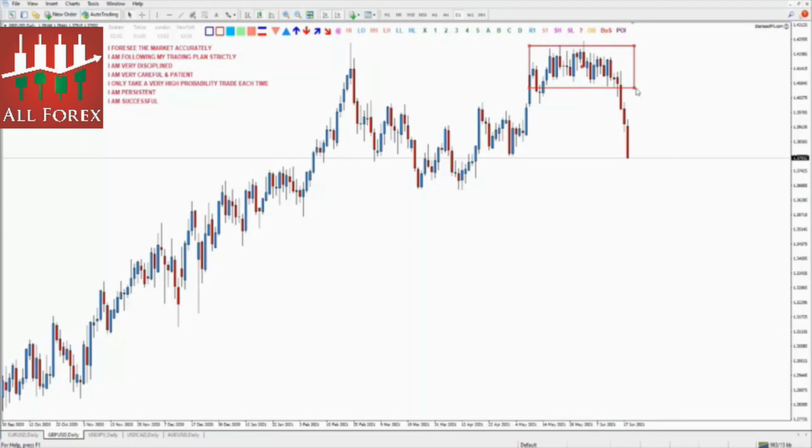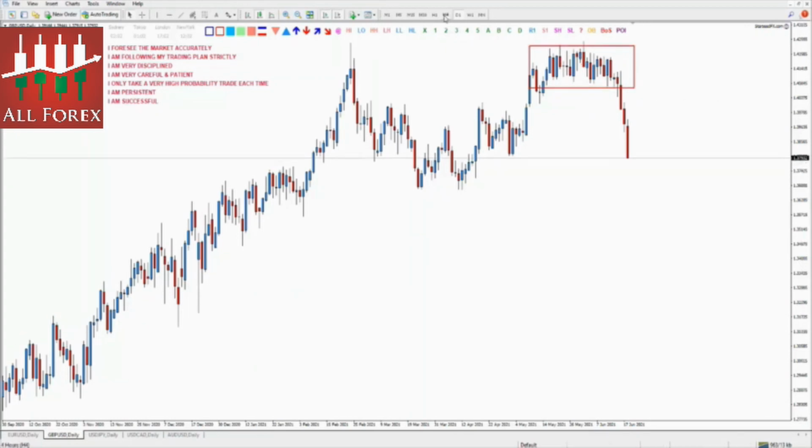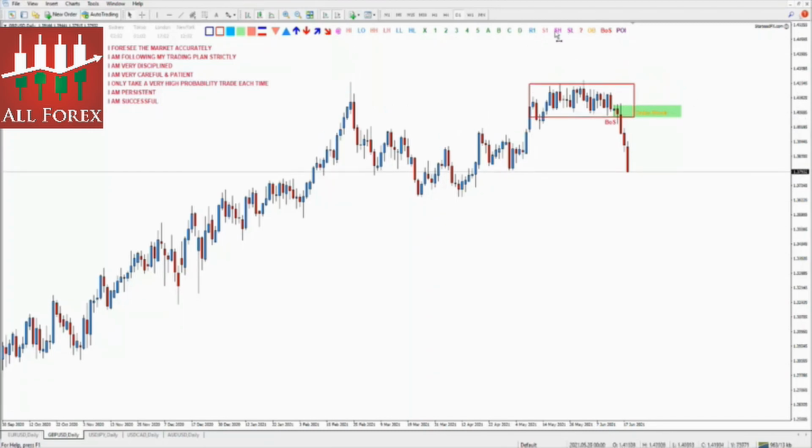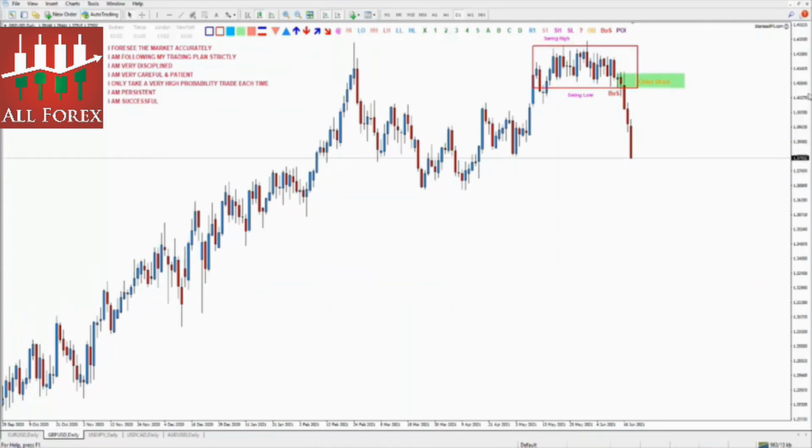Let's see, where is our order block? Last week I showed you in the Zoom call that I made an order block from H4, not D1. That was because I saw a very nice order block on H4. It doesn't matter whether you put the order block from D1 when you read the market bias, it's the same. So this is my order block, and this whole box is my swing high, swing low, because it's sideways and it's a breakout.